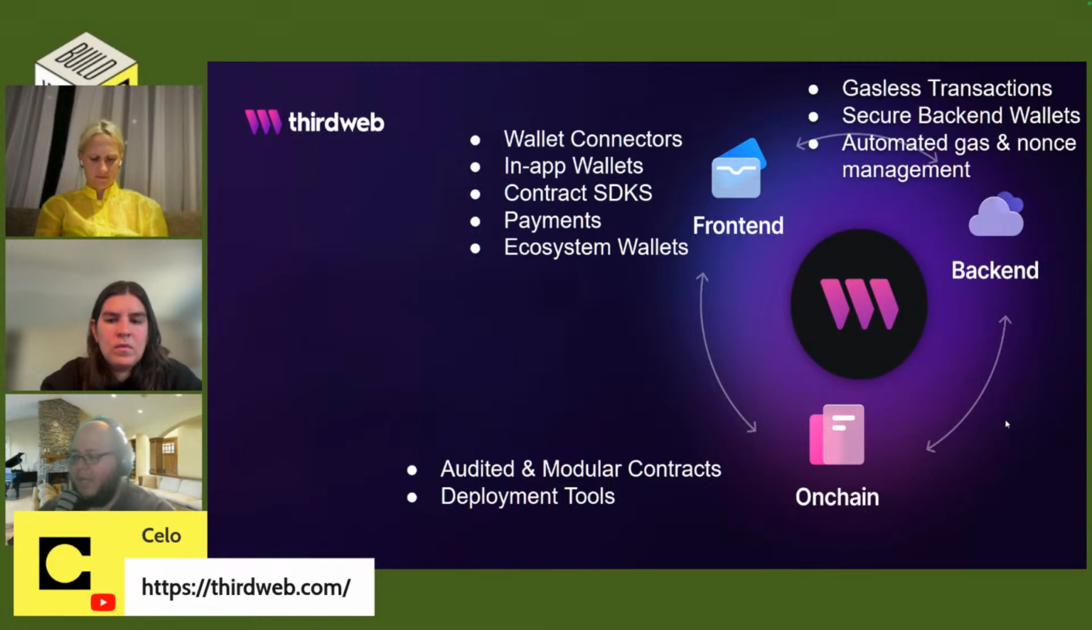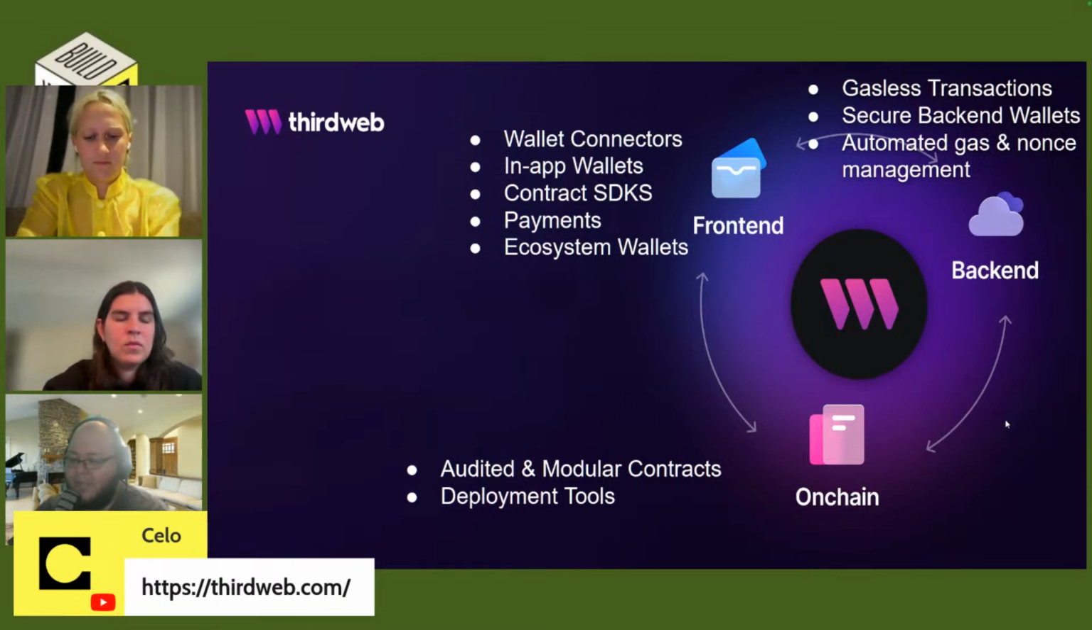And finally, we have our backend products. So backend and thirdweb, what does this mean? This means scalability. This means that your apps can do things like gasless transactions at scale, right? We're talking hundreds of thousands of transactions through our backend. We're talking about something called secure backend wallets. A backend wallet is something that you can create and fund on your own. You have total control over it, and you can use it to transact on behalf of your users. You can use it as a relayer. You can use it for gas sponsorship, as well as Engine, our automated gas and nonce management.